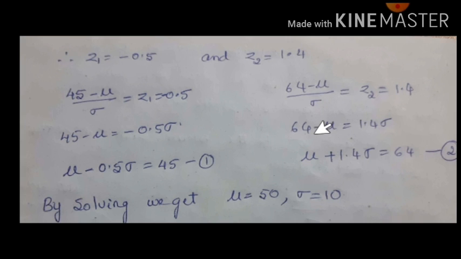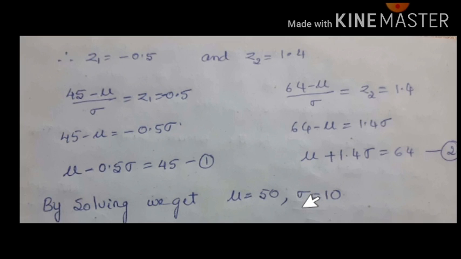Again, make it with the same unknowns. When you form an equation, mu should be the first unknown. So bring mu to the right side. Because I took mu as the first unknown in the previous equation, in the same way in the second equation also take mu as the first unknown. So mu plus 1.4 sigma equal to 64. Solve these two equations using a calculator. Directly use the calculator to solve the equations. You will get the mu value as 50 and the sigma value as 10.